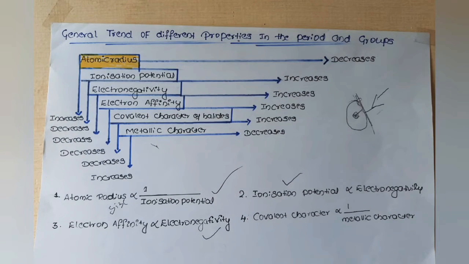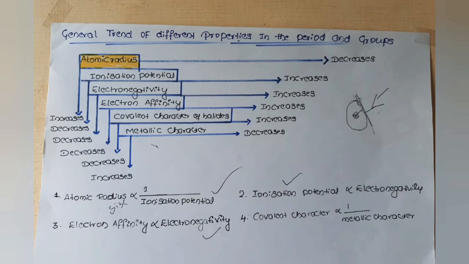Now what do you mean by metallic character? Dear students, we know that metals are good conductors of heat and electricity. Why are they good conductors of heat and electricity? Because of the availability of free electrons. Metal consists of free electrons; they are rich with electrons. So more the electrons, more will be the metallic nature.